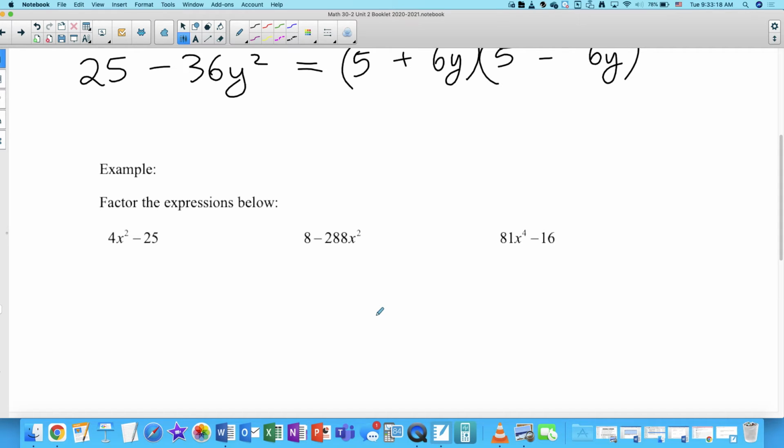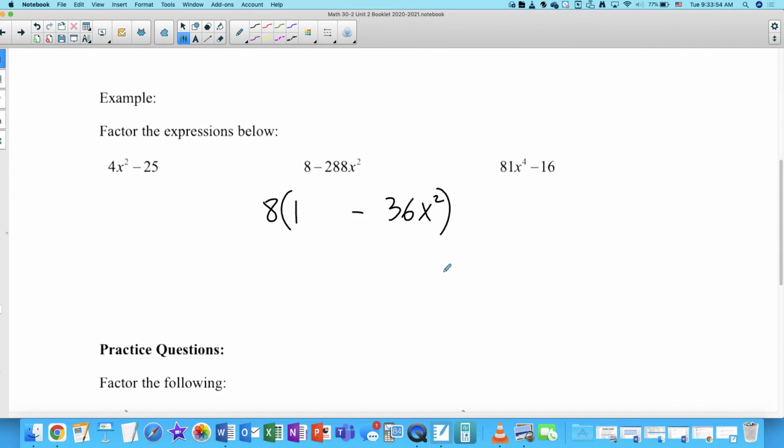Okay? So between 8 and 288, what's the greatest common factor? 8, right. Okay? And then 8 divided by 8 is just 1. What's 288 divided by 8? 36. So minus 36x squared. Okay? Now, if we look at the binomial that's left, we have to ask, is that a difference of squares? Yes. 1 is a perfect square, and 36x squared is a perfect square.